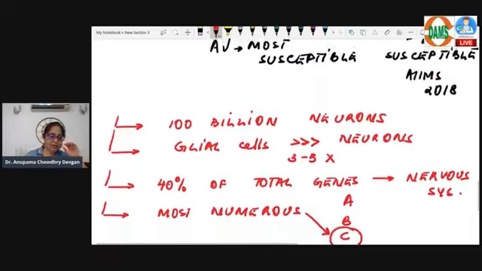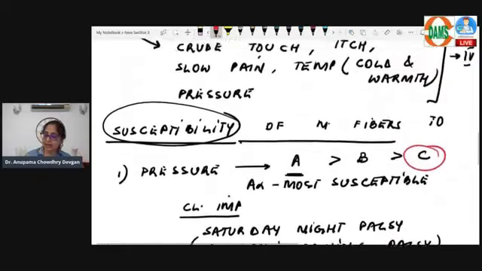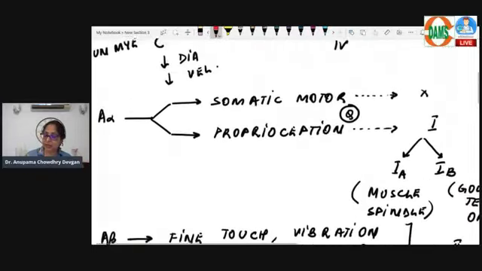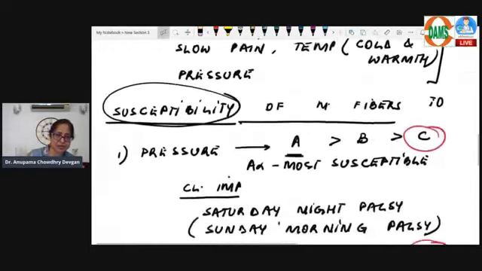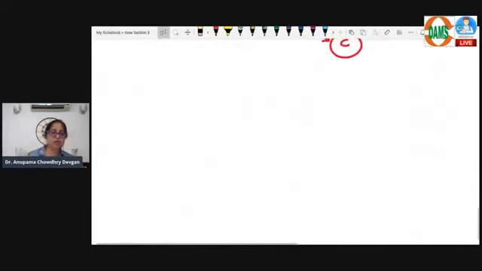Now, when we've done these new nerve fiber classifications, I'm going to do some simple questions with you just to reinforce what you have done in the nerve fiber classification.